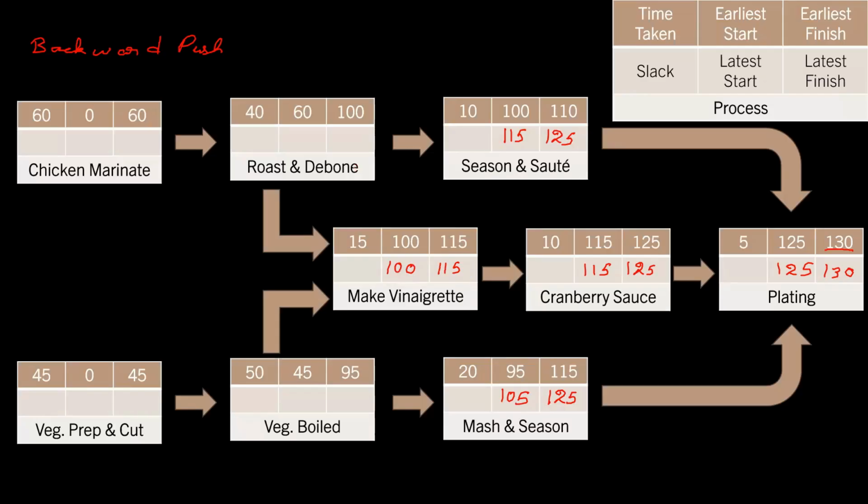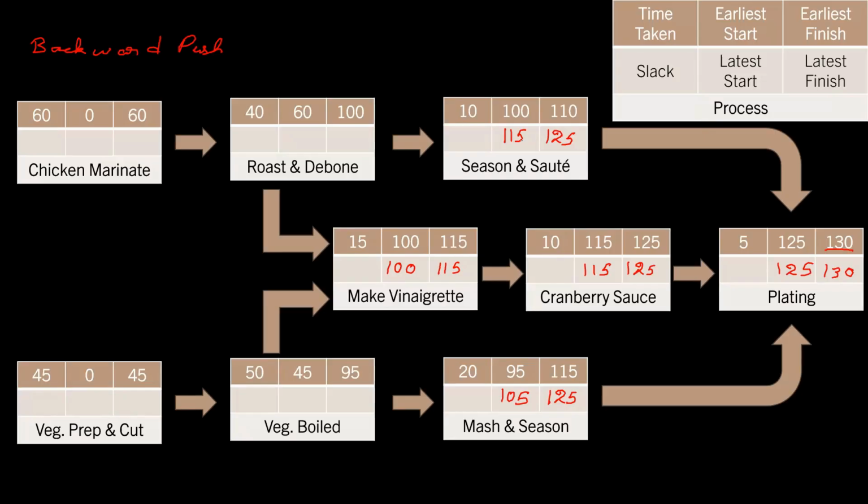Now, roasting and deboning. Now, this is interesting. Tell me, roasting and deboning of the turkey should finish latest by when? So, Swaminathan, think carefully. Shri, think carefully. Soumya, Rishika, Aviral, Karthik, everyone else is absolutely correct. Although seasoning and sauteing of turkey can start on the 115th minute, vinaigrette also depends upon roasting and deboning, and the latest it can start, absolutely right, Shri, is in the 100th minute.